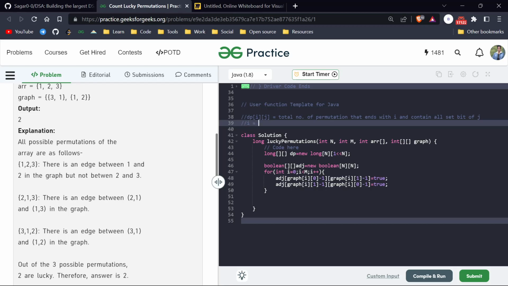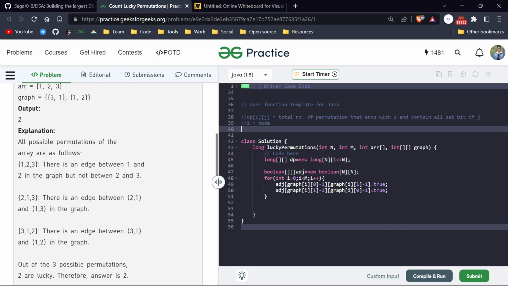So what is i here? So i represents the node. I simply represent the node. That is the node that we are ending with. And j will represent our visited array. Suppose we are not just passing the visited array here. We are just passing j, which will represent our visited array.